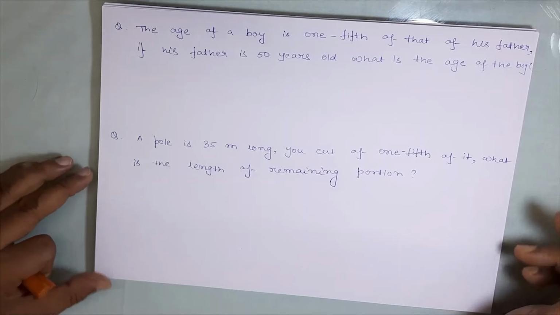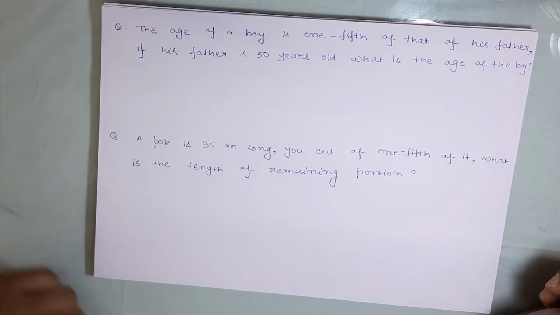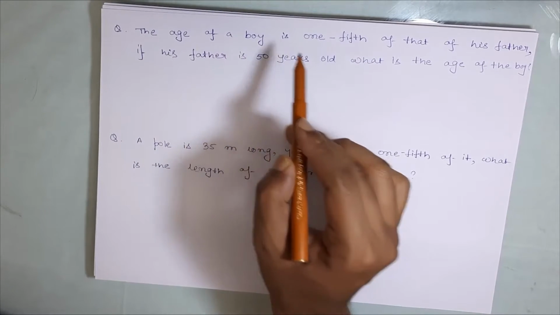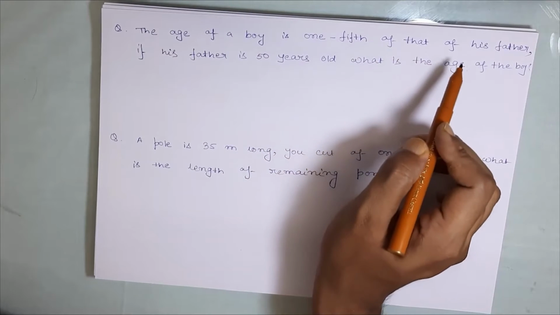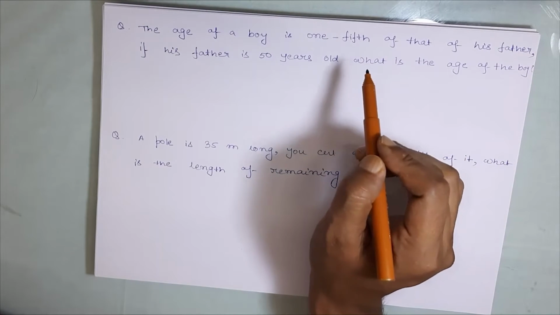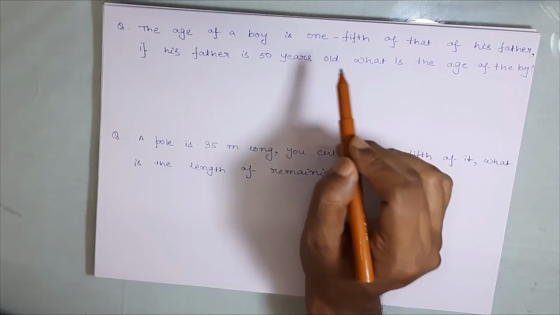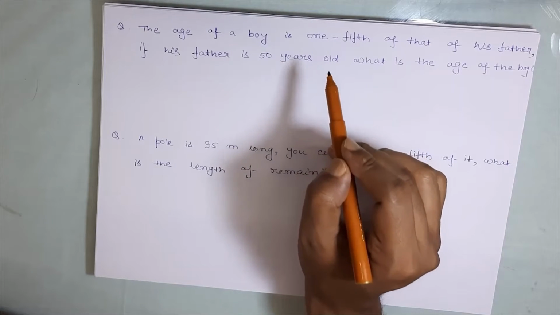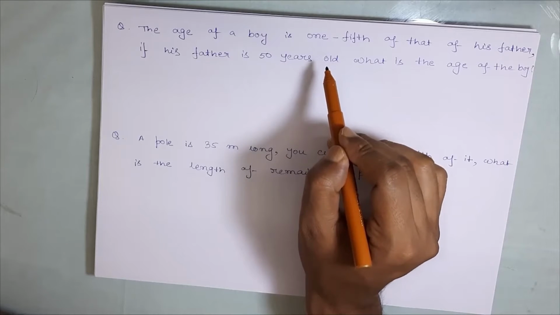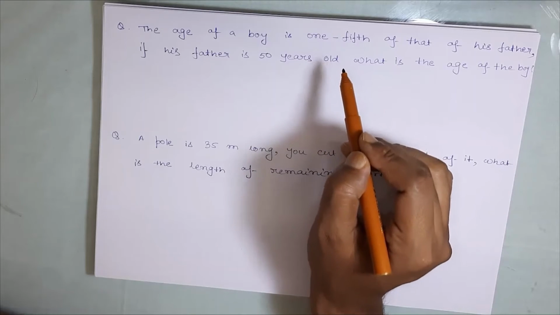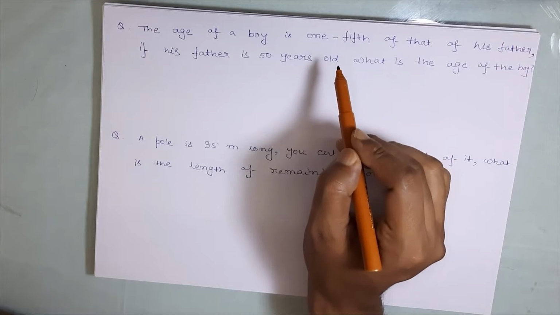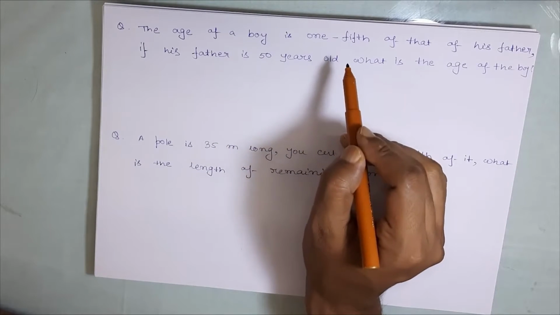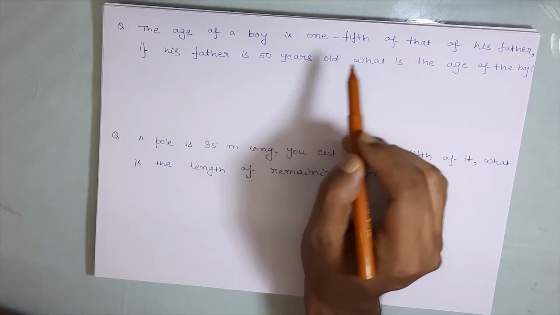Okay, here we have got some beautiful questions. Let us read out the question. The age of a boy is one fifth of that of his father. So the age of the boy is one fifth of the age of his father. So the age of his father we have to consider as the whole. So what is the age of the boy? One fifth of the whole, so one fifth of the age of his father.